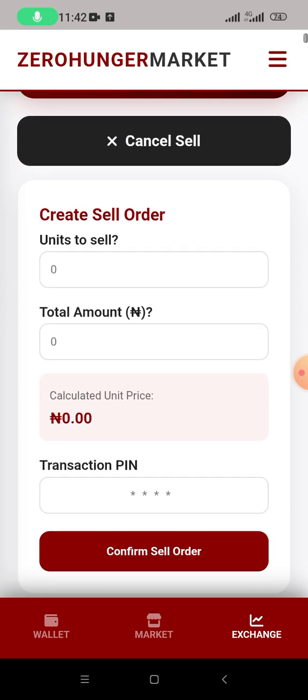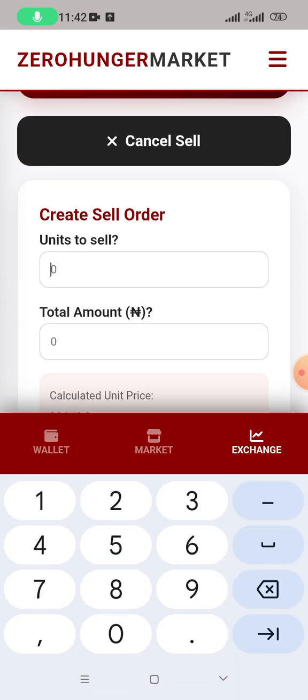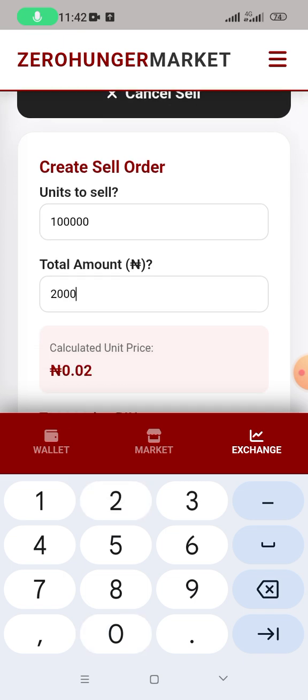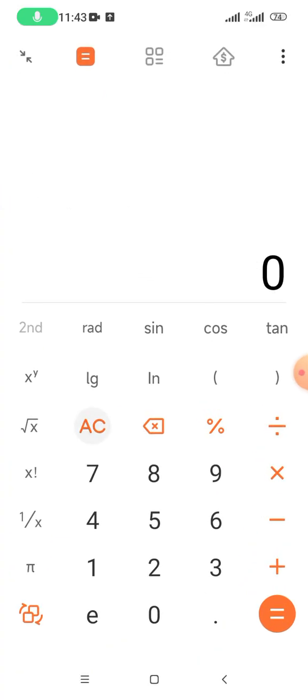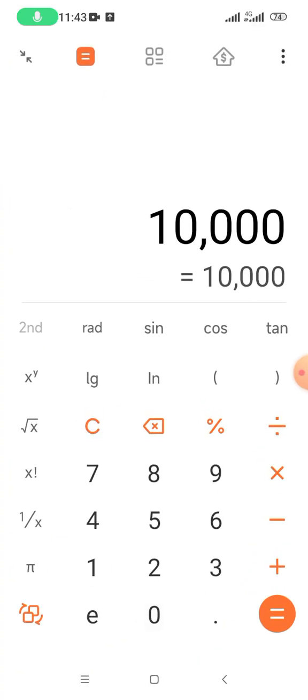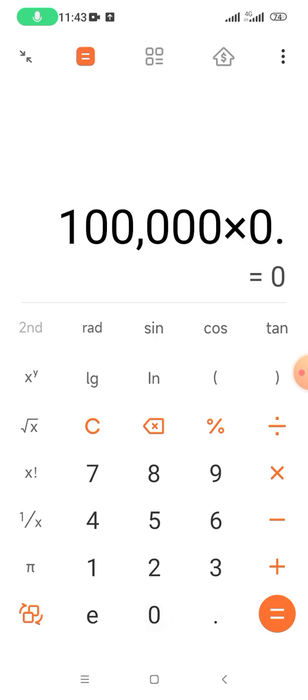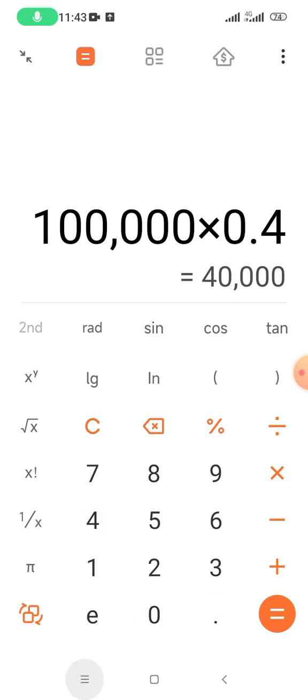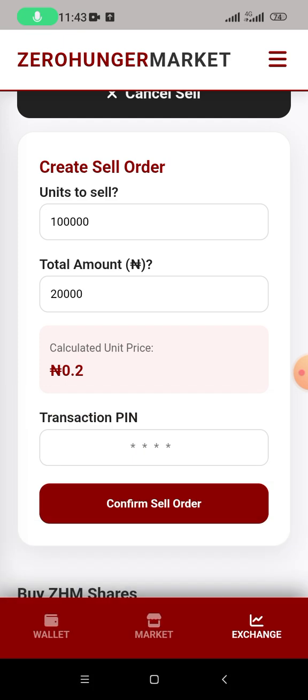For instance, let's say I bought 100,000 units at 0.2. So this is 100,000 units, and I want to sell it. How much did I get at that time? 20,000. That is 0.2. So you just do the mathematics. You bought at 0.2. Now, if you want to resell at 0.4, how much are you going to sell it for? You now say 100,000 multiplied by 0.4. That is 40,000. But don't come here and just put it all in straight.